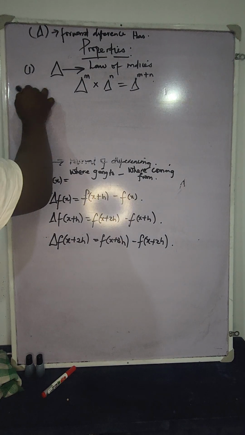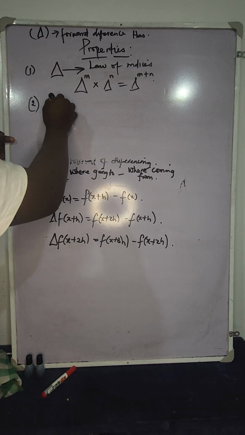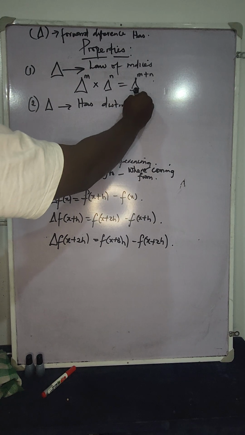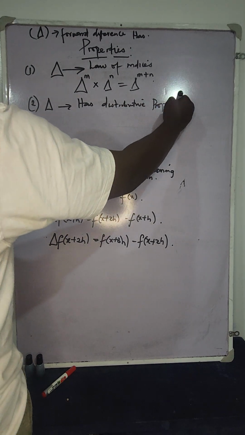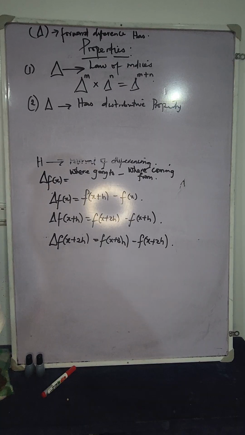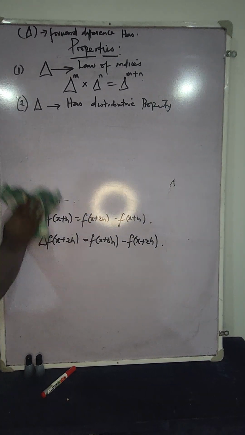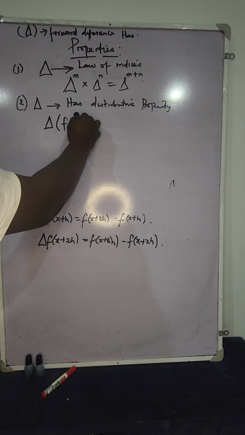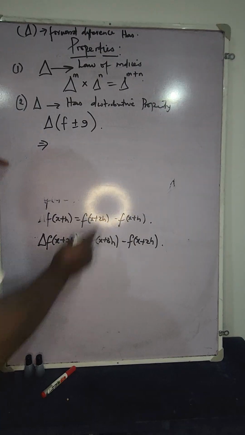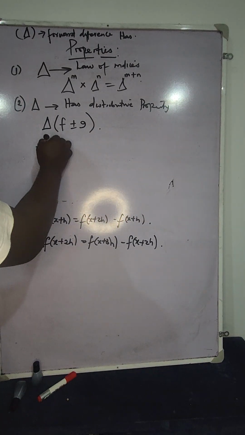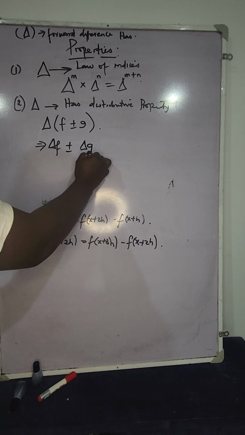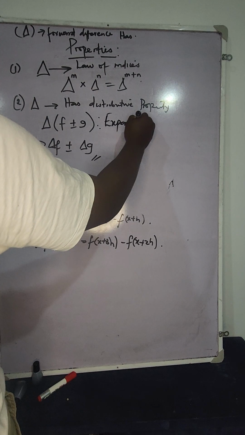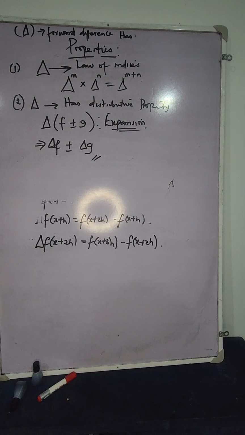Number two is that the forward difference has what we call a distributive property, in the sense that the forward difference, opening the bracket of f plus or minus g, is the forward difference of f plus or minus the forward difference of g. So it can open brackets, expansion. Do you see that?